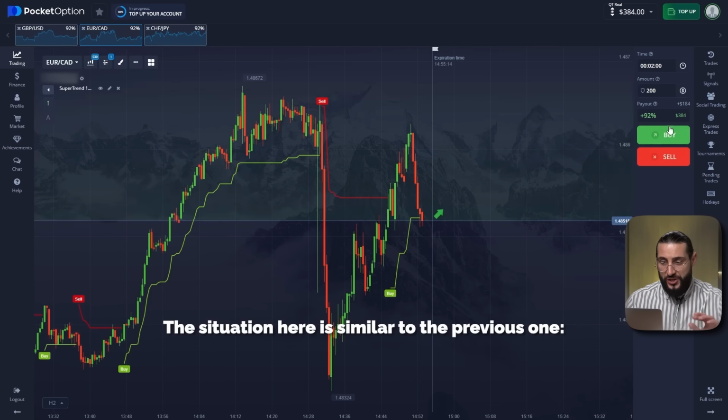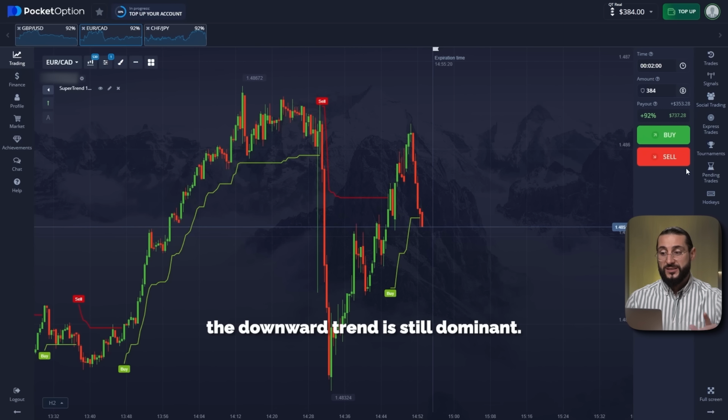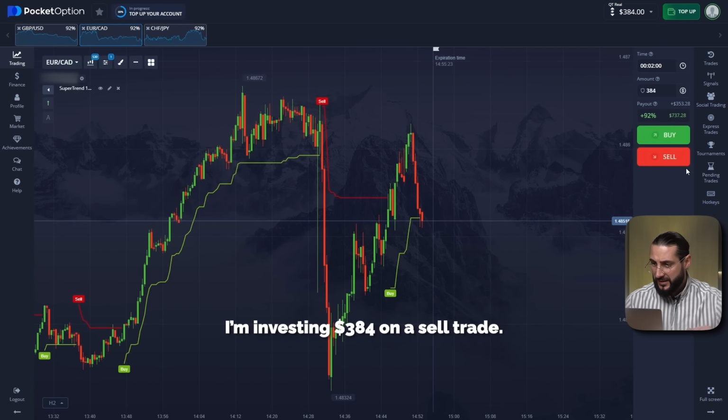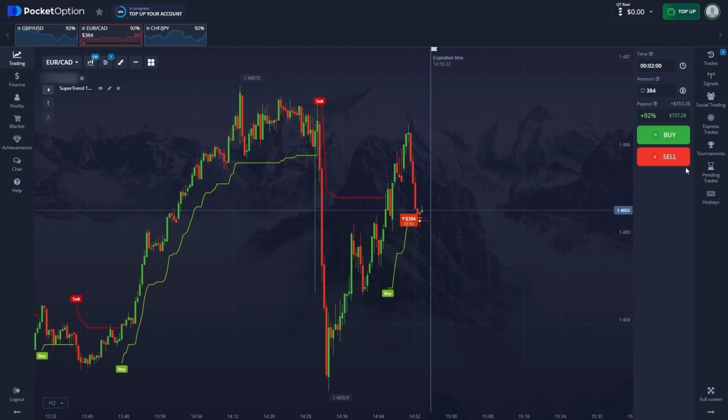Now let's look at the EUR/CAD. The situation here is similar to the previous one. The downward trend is still dominant. I'm investing $384 on a sell trade.